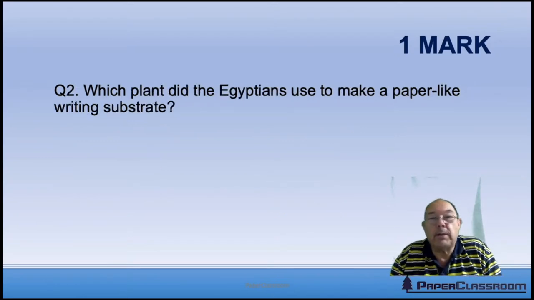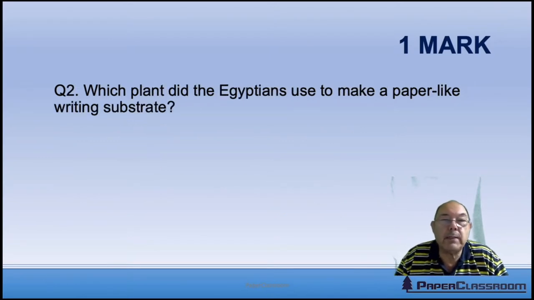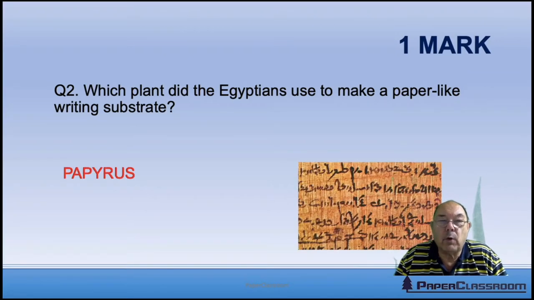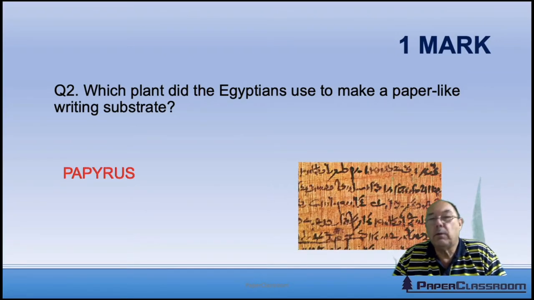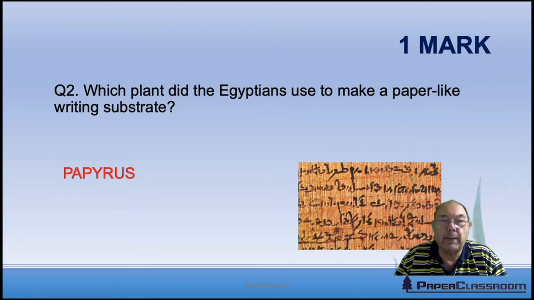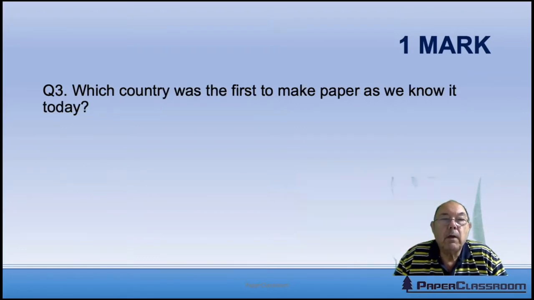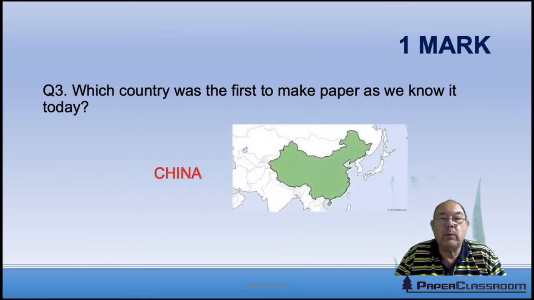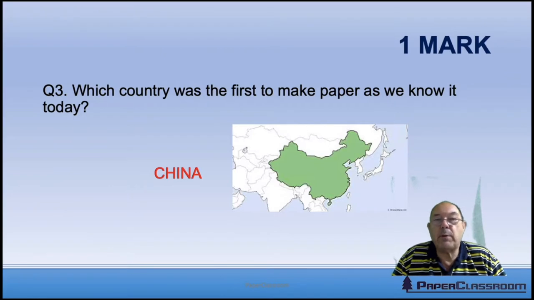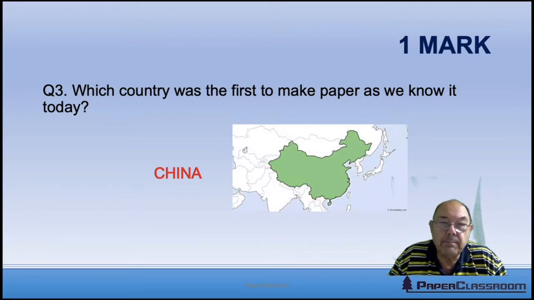Question 2. Which plant did the Egyptians use to make paper-like writing substance? It was, of course, papyrus, also known as the umbrella plant, which grows on the edge of the River Nile. Question 3. Which country was the first to make paper as we know it today? It was China. It was attributed to a Chinese courtier by the name of Ts'ai Lun in 105 AD.